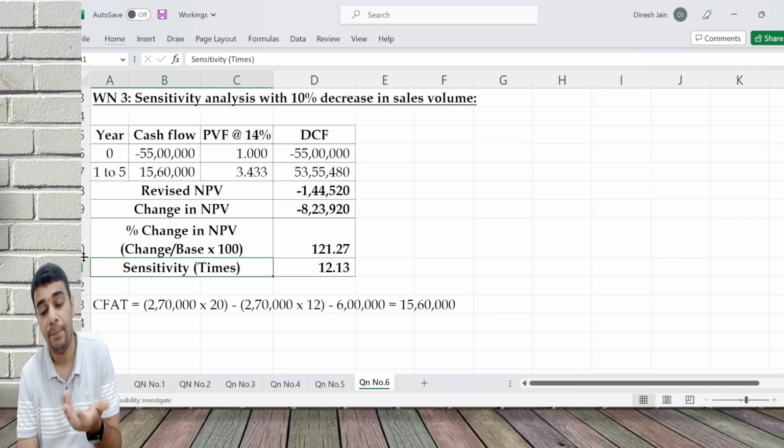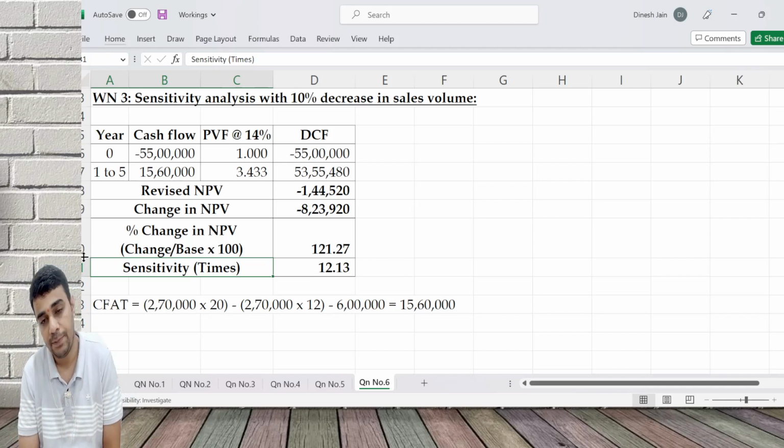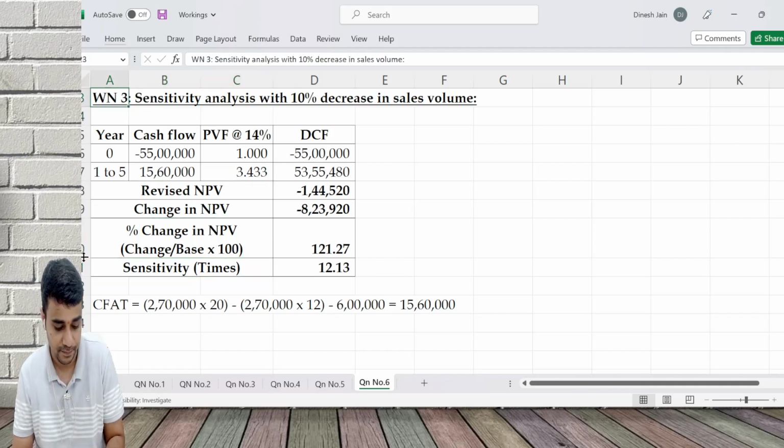This is slightly better than the selling price change, where 10% led to approximately 300% change. Here 10% change is leading to 121%, which is also not good, because more than 100% change will make NPV negative. Next is fixed cost part.